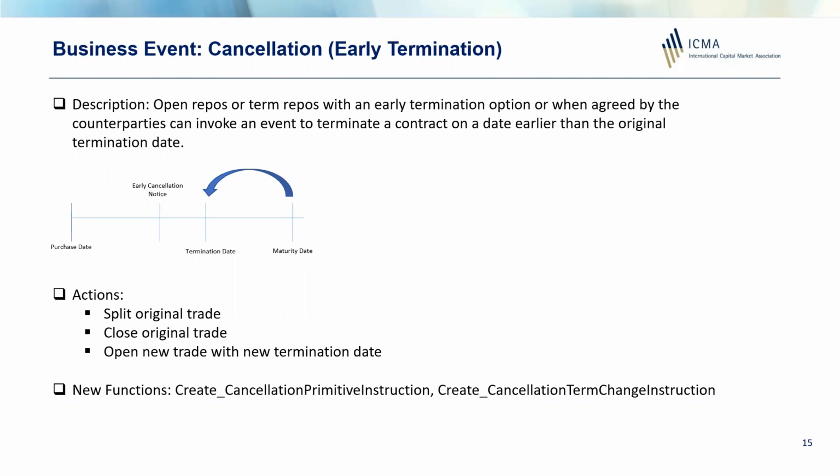Here we have a repo with a fixed maturity date. One or both parties invoke an early termination option that will terminate the trade based on the notice period. In this case, the original trade is closed, and a new trade is opened with a new maturity date without exchanging cash and securities until the final termination occurs.